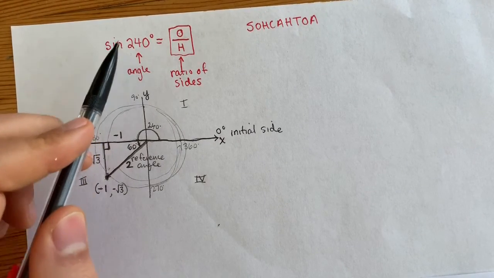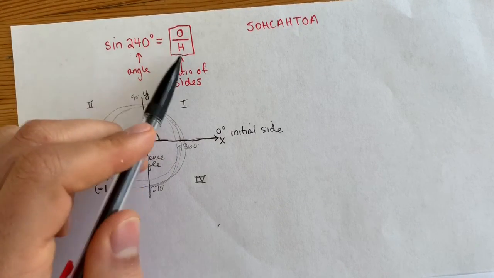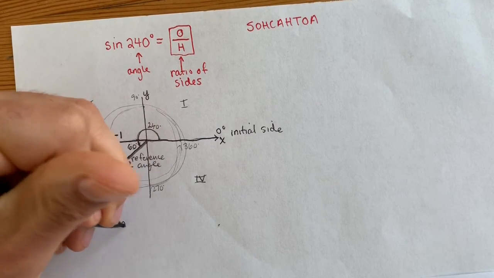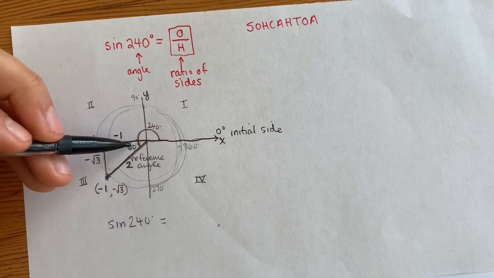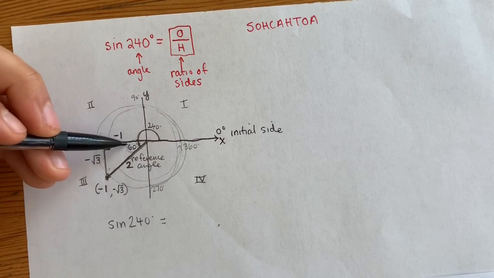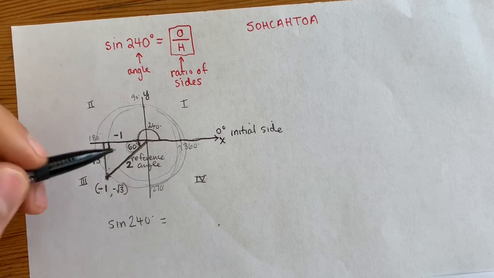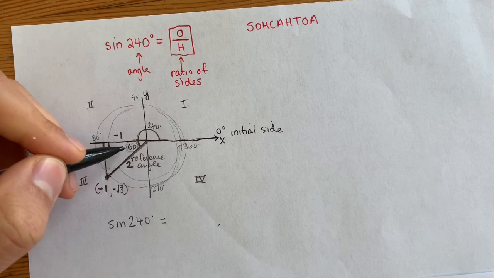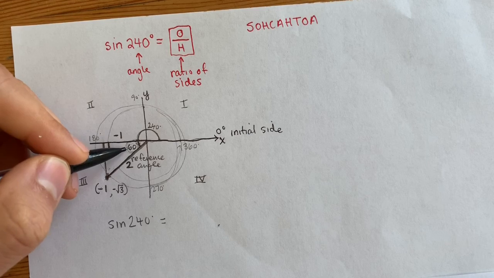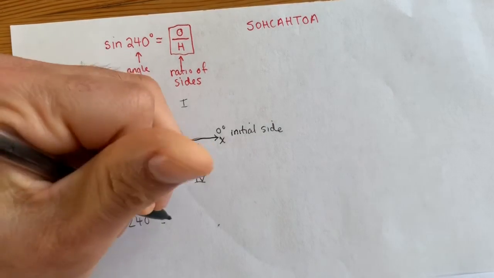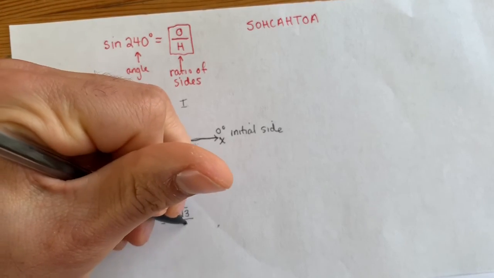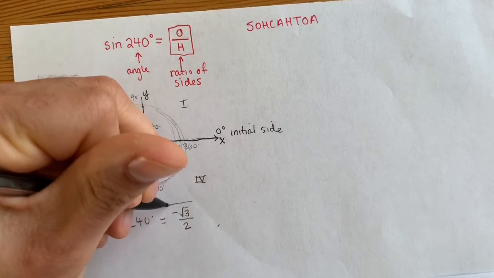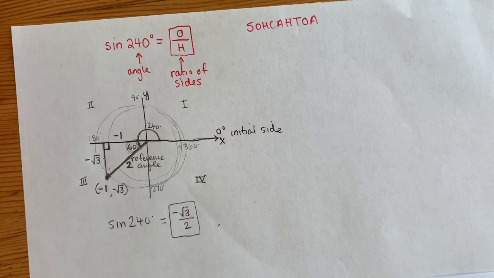Our goal of the problem was to find sine of 240. It was to find the opposite over the hypotenuse. So to do that, for sine 240, we don't use 240, we use the reference angle right here. That represents where 240 would be. So the sine of this reference angle is the opposite, negative square root 3, over the hypotenuse, 2, positive 2. And this is the answer to my problem.